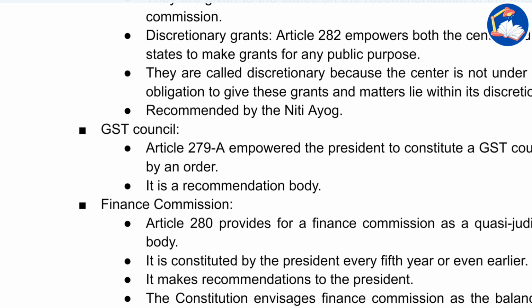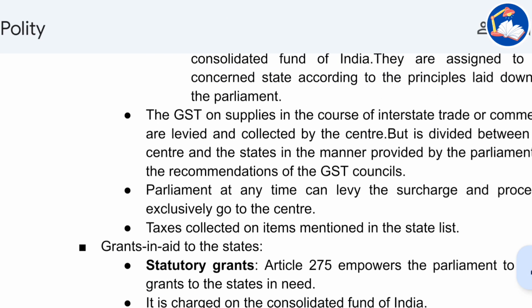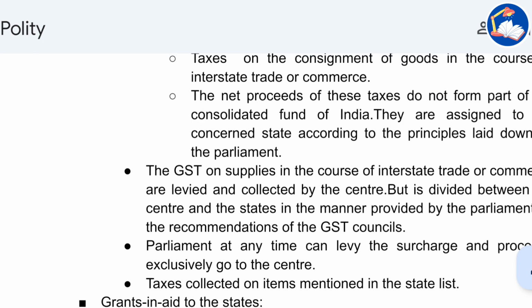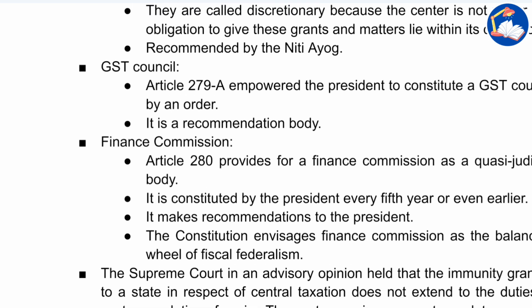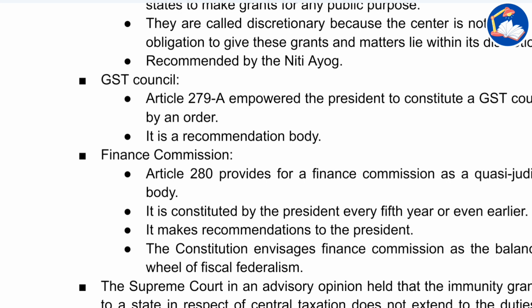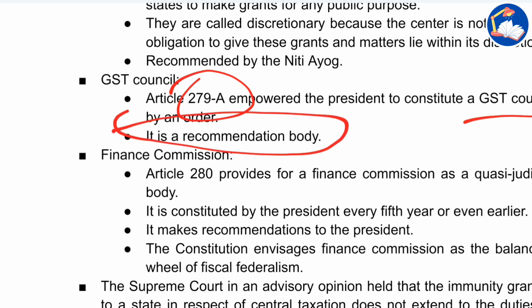Now, GST Council. When we discussed GST, we saw that GST supplies are divided between the center and the state in a manner provided by the Parliament on the recommendations of the GST Council, right? So what is the GST Council? We need to look into that. Article 279A empowers the President to constitute a GST Council. It is just a recommendatory body.